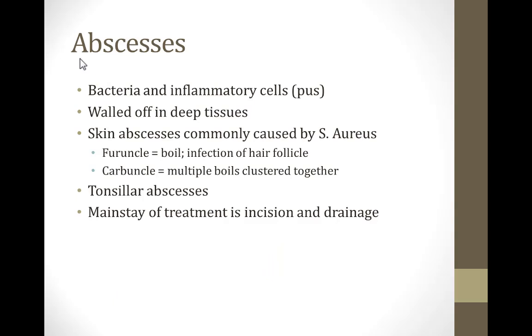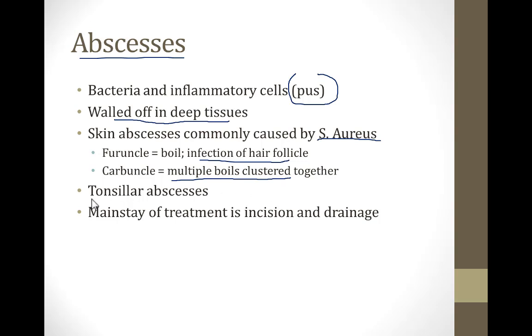Staph aureus can cause certain types of abscesses. So abscesses are infections that are walled off in deep tissues. They're filled with bacteria and inflammatory cells, which most people just call pus. And skin abscesses, you should know, are commonly caused by staph. And this should make sense to you because we've talked about how staph is present in the nose and often gets on the skin to cause infection. Skin abscesses go by a couple of names you should know. A furuncle is a boil. It's an infection of a hair follicle. A carbuncle is multiple boils clustered together.